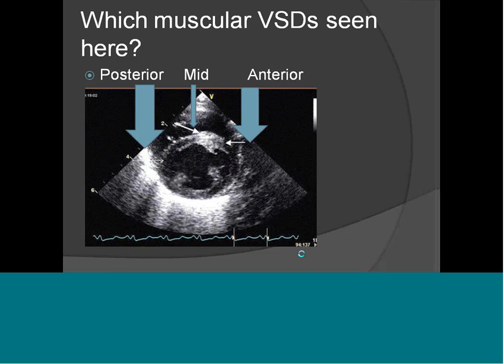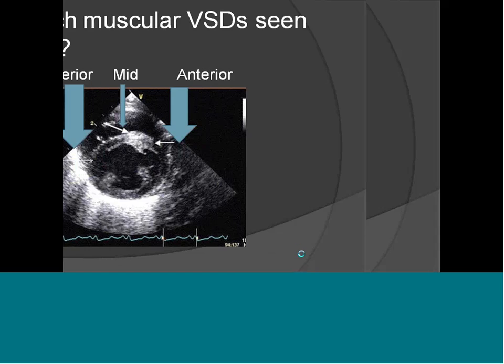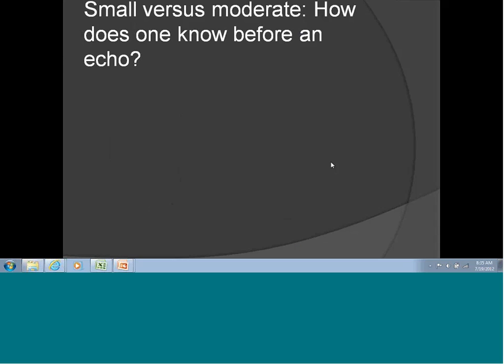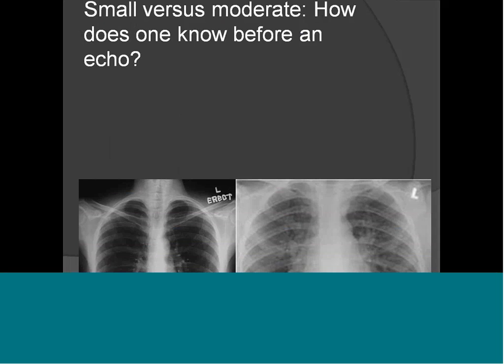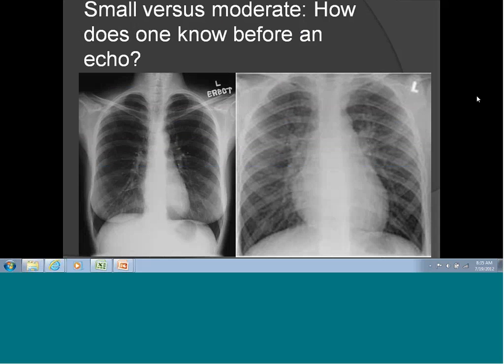Small versus moderate. We've been discussing how one knows before an echo. What test would you want before an echo to differentiate small versus moderate? One test. We said clinically they'll both have holosystolic murmurs, right? One test, which one would you pick? X-ray. So your X-ray will help you differentiate these two. If you have a normal sized heart, it's going to be a small VSD. If you have LV dilation or LA dilation, as you can see here, this is going to be a moderate VSD. So X-ray is the one way to differentiate small from moderate even before you do an echo.